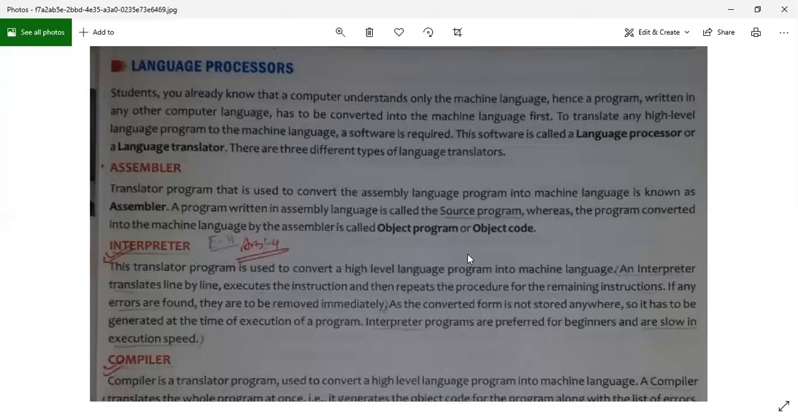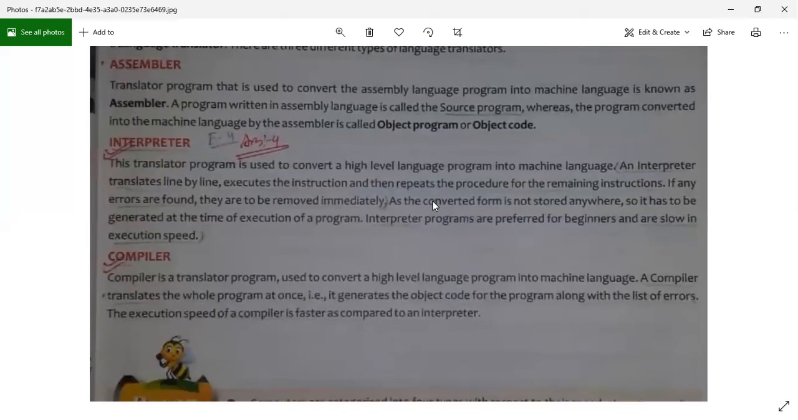There are three different types of language translators. So how many types do we have? Three types. Let's see them one by one. Number one, assembler. So what is an assembler? A translator program that is used to convert an assembly language program into machine language is known as an assembler. Remember we studied assembly language. The computer can understand binary language only, machine level language only. If I write a program in assembly language, I will convert it into machine language using an assembler. So the assembler will convert an assembly language program into a machine program.